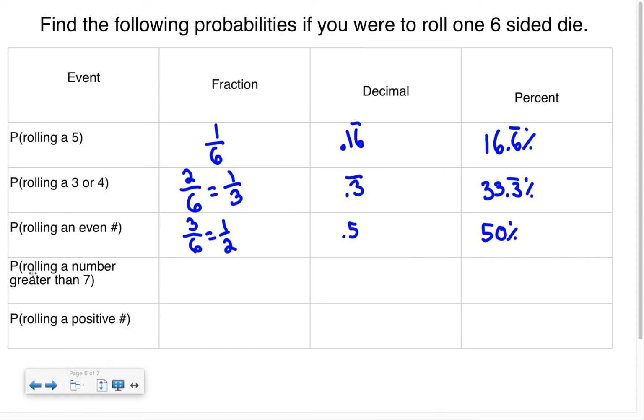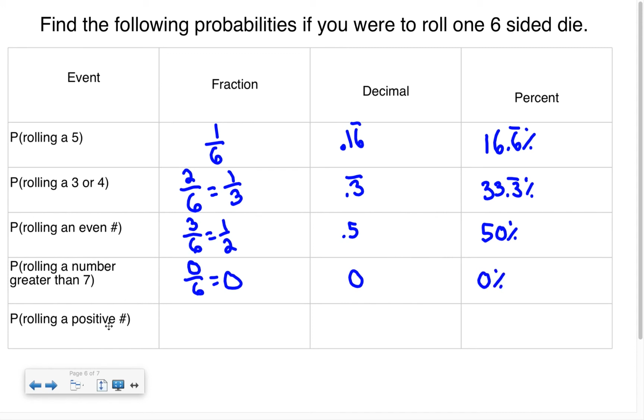Next, if we're looking at the probability of rolling a number greater than 7, the number is 1 through 6 that we can possibly roll. Is there any possible way that I can get a number that's greater than 7? No. So the number of favorable outcomes, it's impossible. 0 out of 6, which is just equal to 0, which is 0 as a decimal, and it's also 0 as a percent.